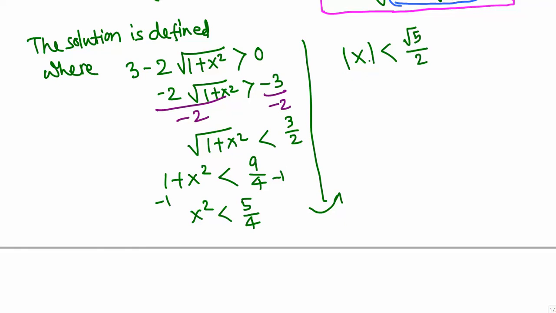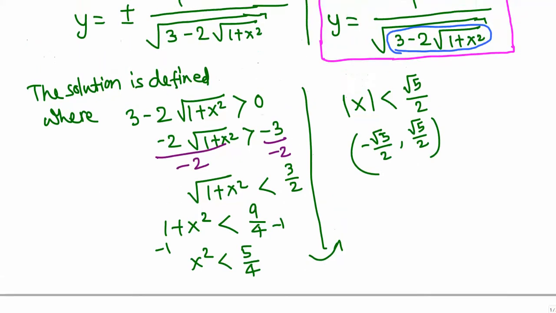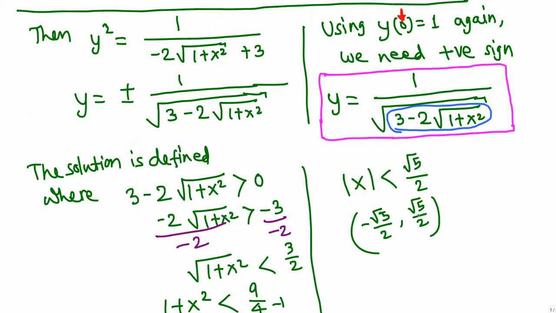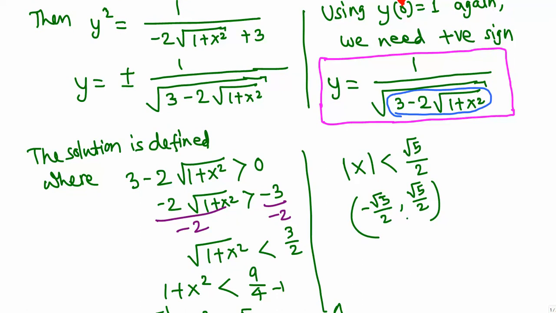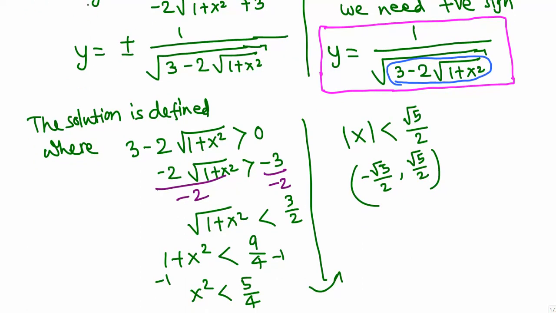This means x is in between negative square root of 5 over 2 and square root of 5 over 2. Absolute value of x less than square root of 5 over 2 means this. And this interval includes the 0, the initial value. Okay, we are looking at the initial 0. 0 is also here. That means this is the interval where the solution makes sense, or where the solution is defined. Okay, final.